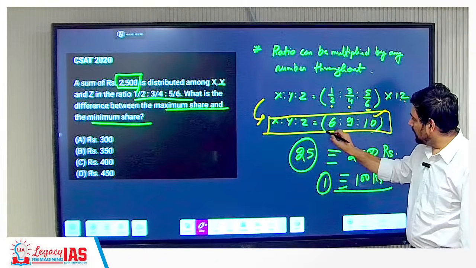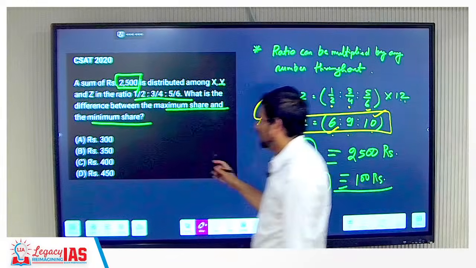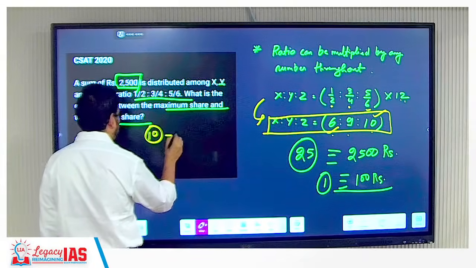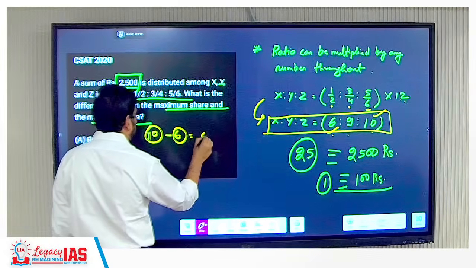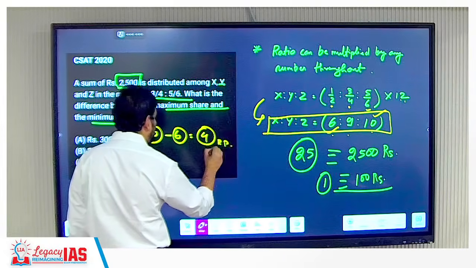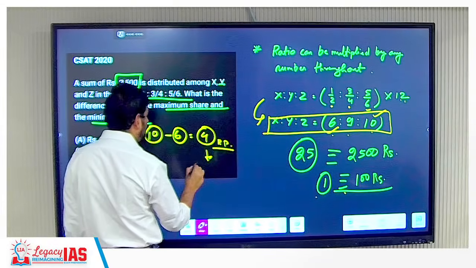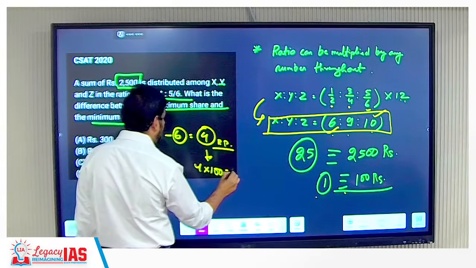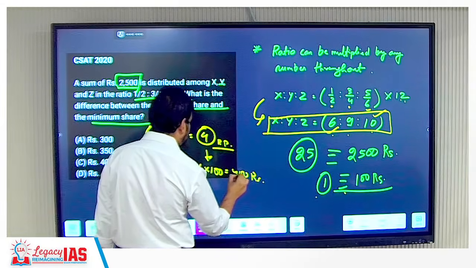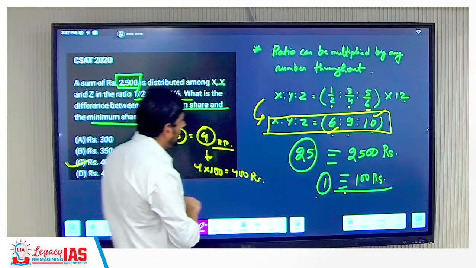Now, what is the maximum share? 10. What is the minimum share? 6. What is the difference? 10 ratio points minus 6 ratio points. 4 ratio points is the difference. Now, 1 ratio point is 100, so 4 ratio points will be equal to what? 4 into 100, that is 400. Answer becomes C.